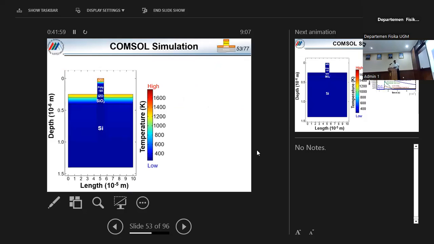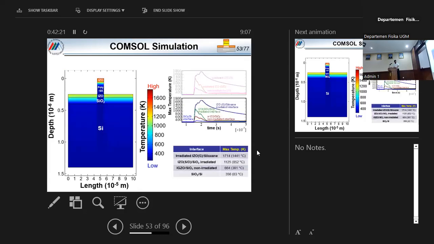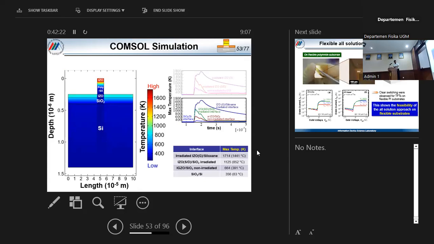This is a COMSOL simulation showing the temperature during the laser treatment. The red means high temperature, 1,600 Kelvin, so very high temperatures. But if you notice the blue part, the substrate, it still remains at almost room temperature, or below 50 degrees Celsius. I have a temperature here, so it's less than 100 degrees Celsius. It means that we can use any substrate using this process.